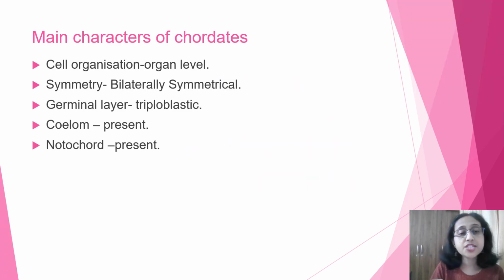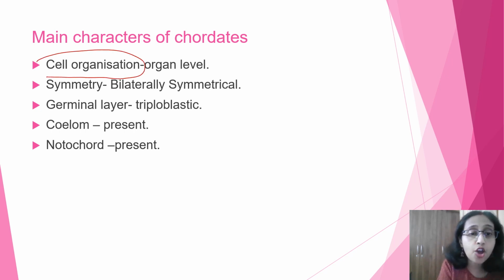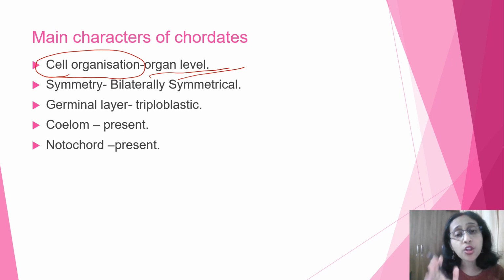Now here, first we are going to discuss the main characters of chordates. As in the previous lesson, when we studied non-chordates, we first told the characteristics which were the basis of classification. Here also I have done the same thing. First I have taken the main characters which are the basis of classification. First, the cell organization. The level is organ level cell organization, that is, all the chordates have a well developed organ system.